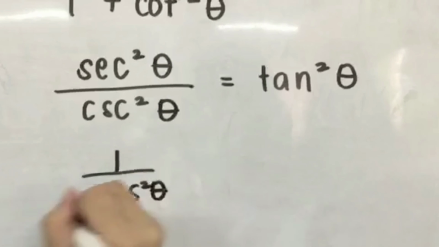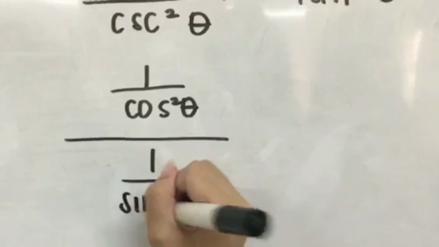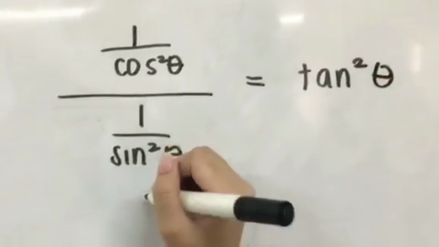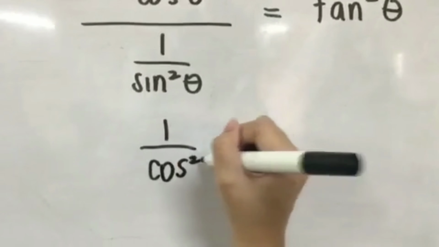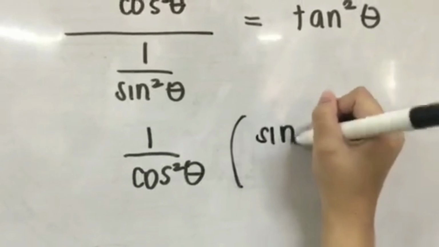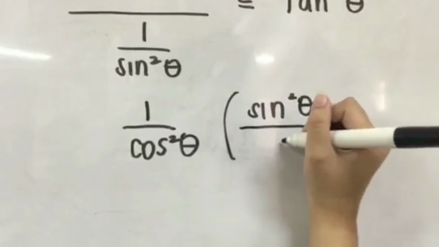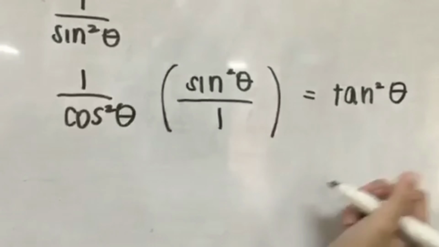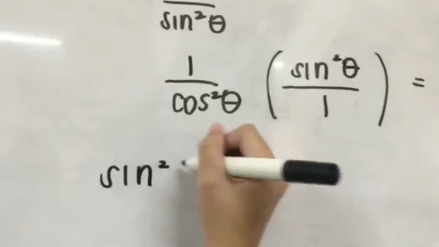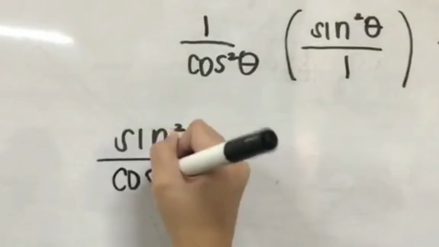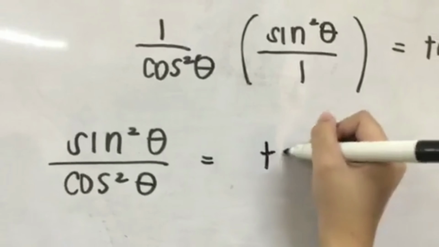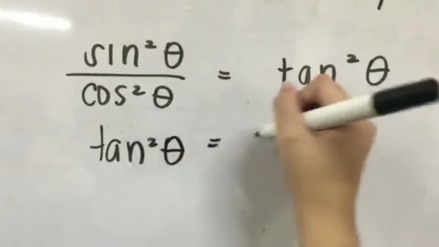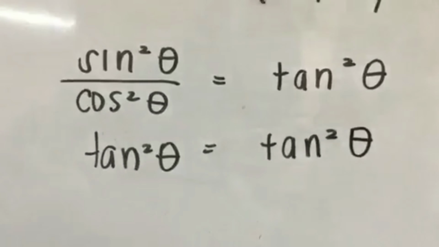Then, based on the ratio identities, change both of these, which will give you this result. Afterwards, divide the two fractions, which gives you 1 over cosine squared theta multiplied by sine squared theta over 1. After multiplying, you were given the answer sine squared theta over cosine squared theta. And since sine squared theta over cosine squared theta is equal to tan squared theta, this proves your equation.